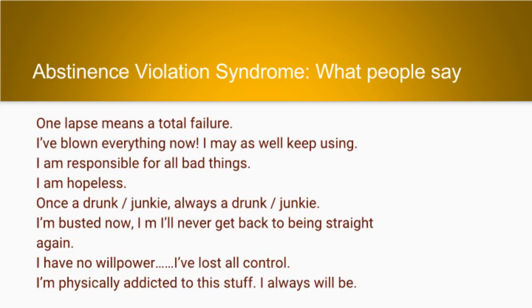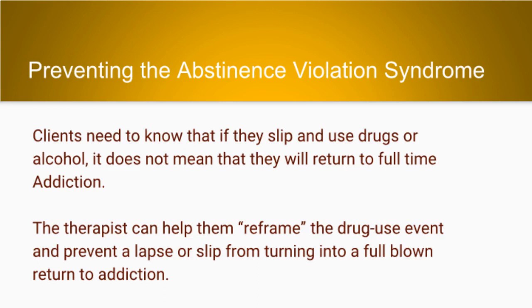Abstinence violation syndrome. What people say. One lapse means a total failure. I have blown everything now. I may as well keep using. I am responsible for all bad things. I am hopeless. Once a drunk, always a drunk. I am busted now, I will never get back to being straight again. I have no willpower. I have lost all control. I'm physically addicted to this stuff. I always will be.